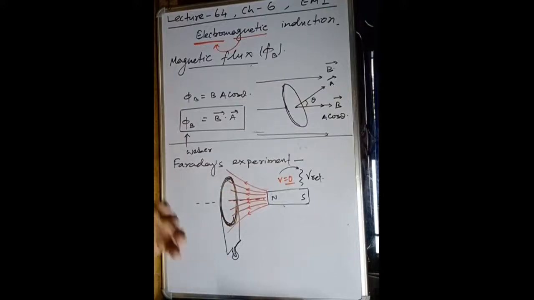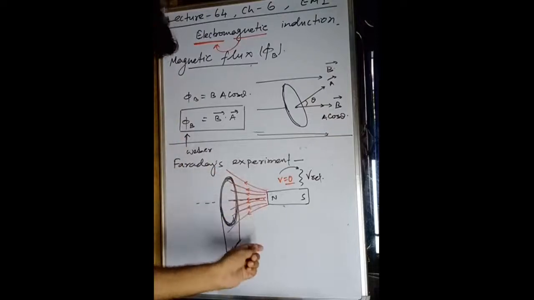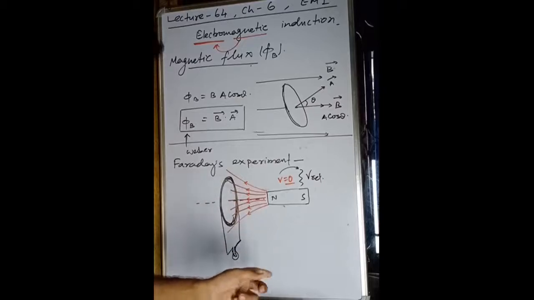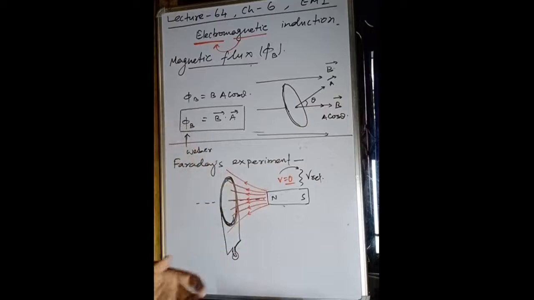In short, try to understand here. I am telling you, whenever there is a change in flux in any coil, there will be an EMF induced, and due to the resistance of the coil, there will be a current induced in the coil. Okay, so you can write down till here. Now, one by one, we'll do the experiments.